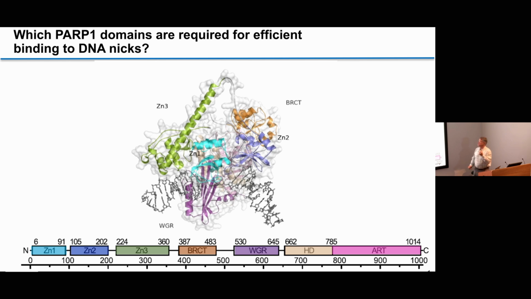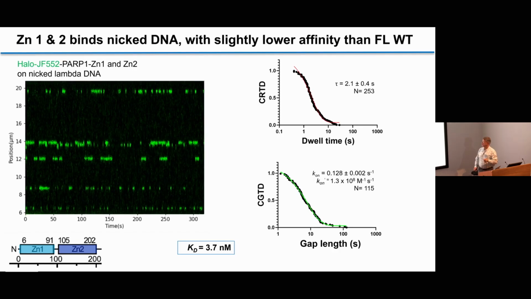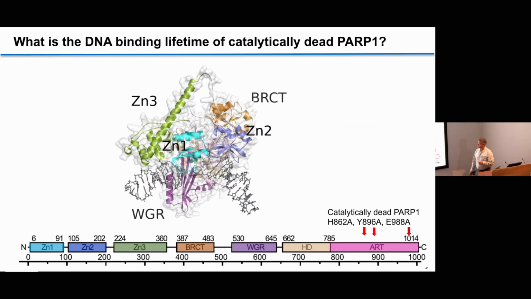So the first question was, the literature suggested that zinc fingers 1 and 2 were necessary and sufficient to bind to nicks, and so we expressed just zinc fingers 1 and 2 with a halo tag on the N-terminus end. The Janelia fluors are really good. We do put Trolox in our system, which allows the photostability for well over 2 minutes. And so you can see that the zinc finger is binding and rebinding very fast. But again, the KD is almost as tight as the full length. So we think that most of the binding energy is through the zinc fingers 1 and 2.